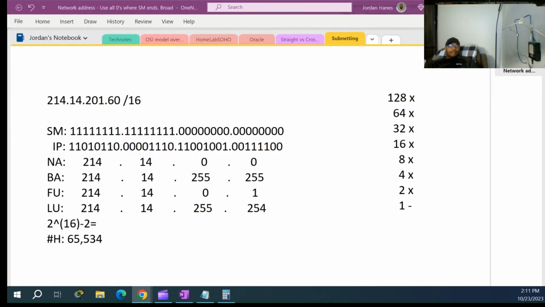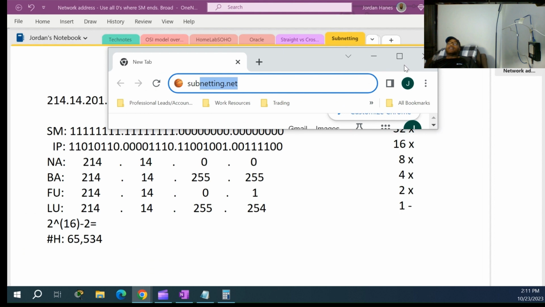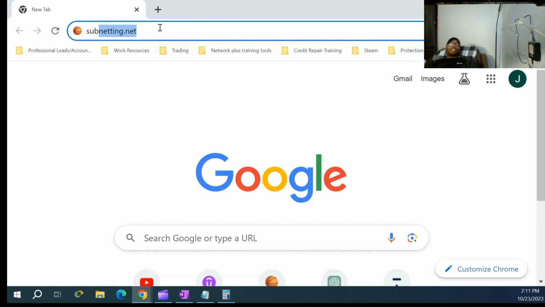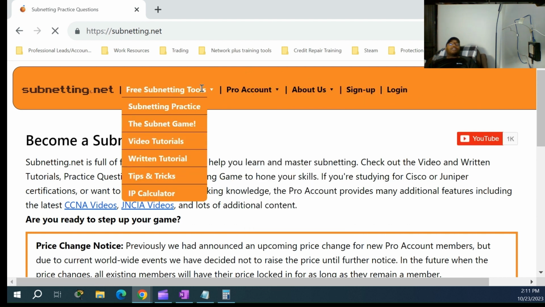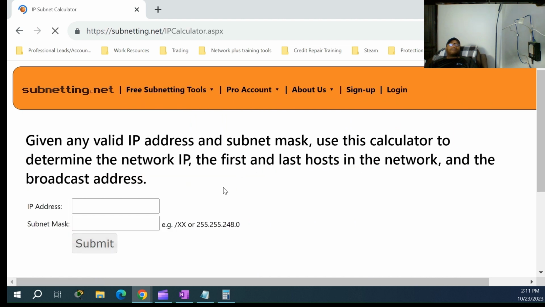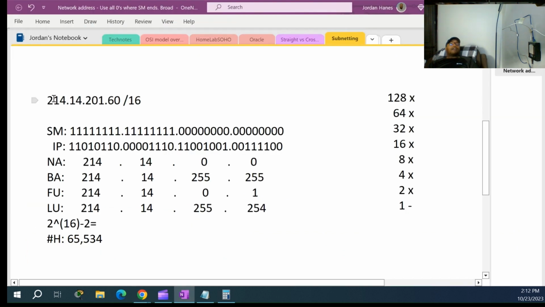We're going to double check that by visiting the URL subnetting.net. I think you all can see it from here. It's a pretty neat site. I don't even think you need to make an account or anything like that. You just go to free subnetting tools, IP calculator, and then we're going to get our IP address here.